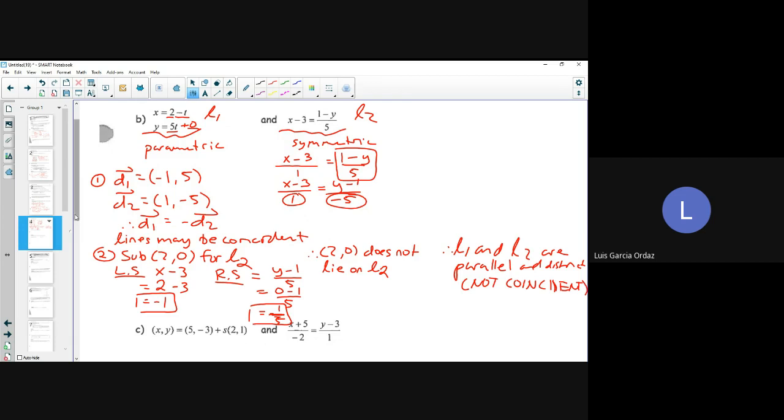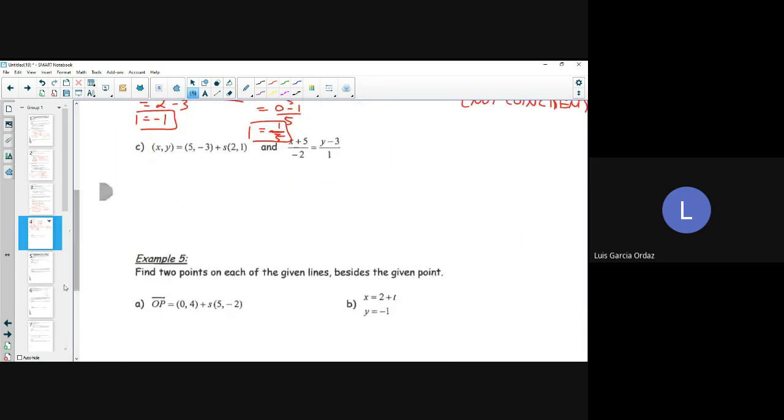Okay, I'm going to leave you guys the easy one. So C, I have an equation xy is equal to the vector 5, -3, plus s times the direction vector 2, 1. And I have my symmetric equation (x plus 5) over -2 is equal to (y minus 3) over 1. So remember, the first step is to show that the direction vectors are scalar multiples of one another. If they are, proceed to step 2. If they're not, then you can assume that the lines are not parallel and therefore are not coincident. So take a couple seconds to figure out if these lines are parallel to each other.